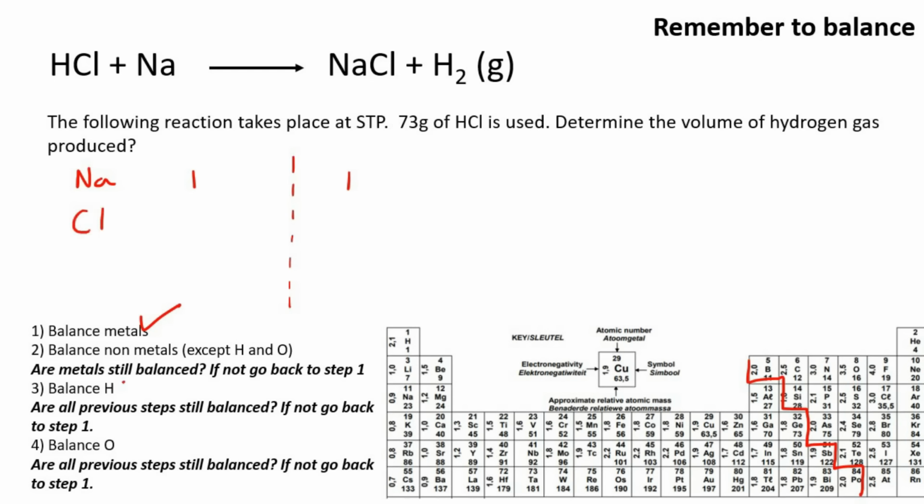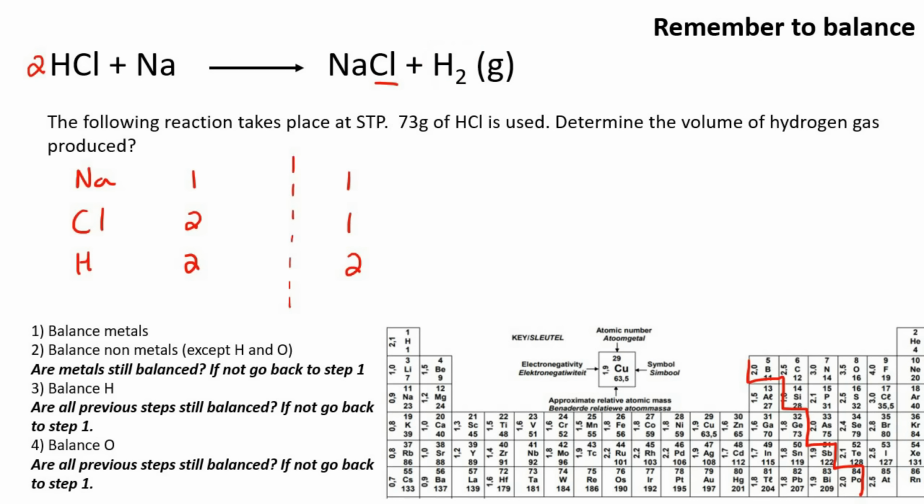So on the left, we have 1, and on the right, we have 1. So that's good. Now we go balance all of the hydrogen. Okay, so on the left, we have 1, and on the right, we have 2. Okay, so we need to fix that. The way that we fix that is we put a 2 in the front here, but now that 2 has now made 2 Cl's. So now we have 2 Cl's on the left, so these aren't balanced anymore.